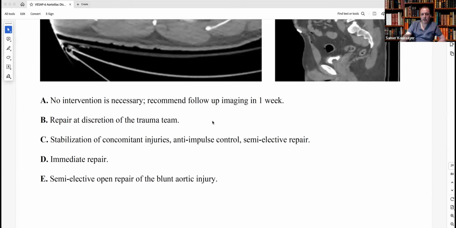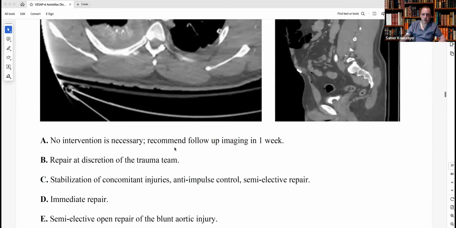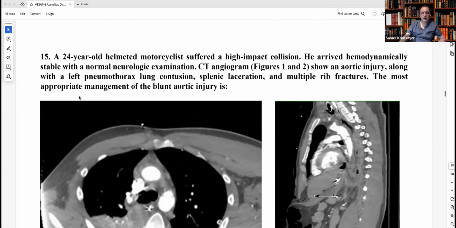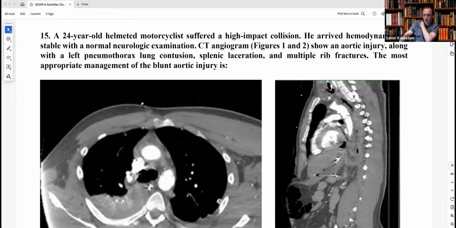Okay. Why immediate repair? Let me see. What kind of injury is this one? Let's see. A 24-year-old motorcycle rider arrived hemodynamically stable, normal neurological exam. CT showed aortic injury along with left pneumothorax, hemothorax, spleen laceration, multiple rib fractures. What is the most appropriate diagnosis and treatment? So we need to do immediate repair. He has a spleen laceration, you have to take care of it. He's stable, with a normal neurological exam, so they don't have to worry about his brain.